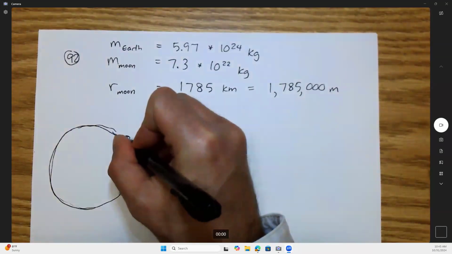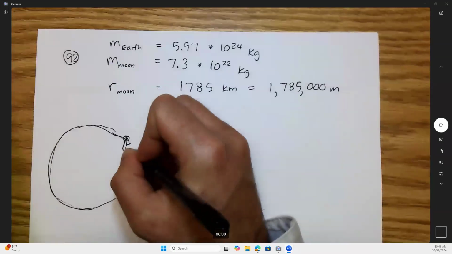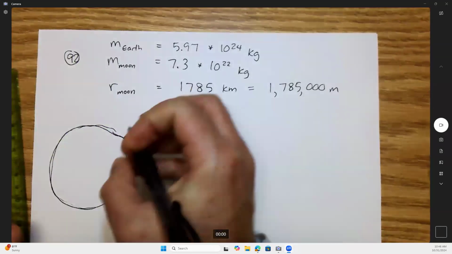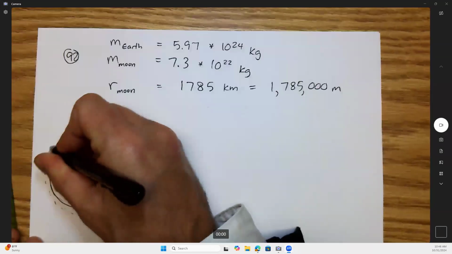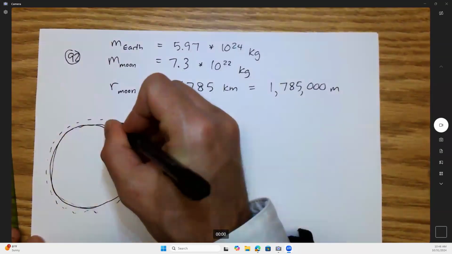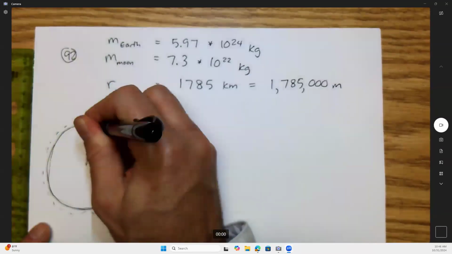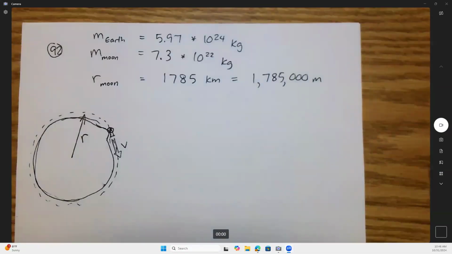We're going to put a cannon on top of this mountain and fire a cannonball horizontally. So there's some speed here called V. Let's say it just goes into orbit around the moon. Fired just fast enough, and eventually gets back to the cannon. So here's the radius of orbit, which is basically the radius of the moon, so I'll just call it the same thing. Okay, got that.